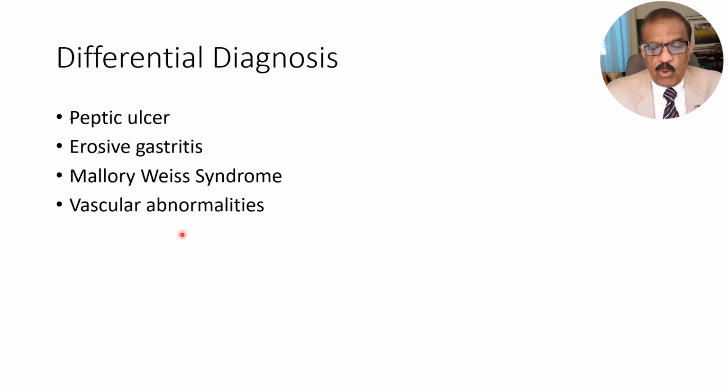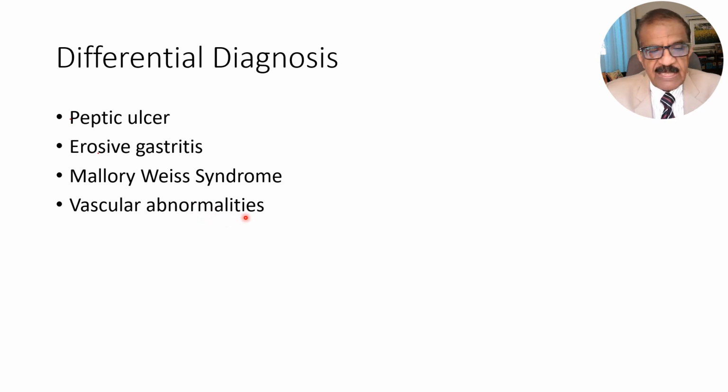Then vascular abnormalities. Now this is just to give you a complete picture. I'm basically focusing on variceal bleed. It is possible that somebody with chronic liver disease, with established disease, has come with upper GI bleeding, but the cause of bleeding may not be varices. That is possible. So that is why we need to consider these conditions.